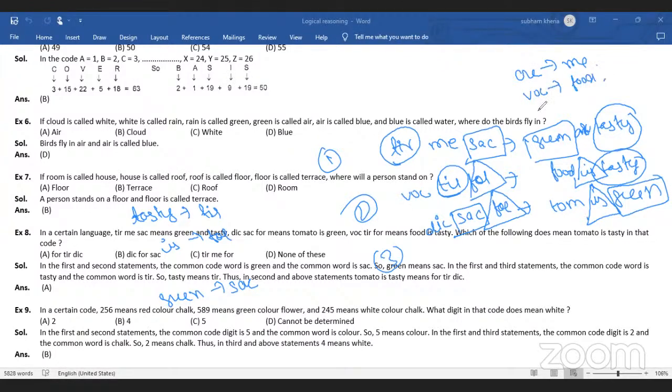Food. Okay, here, what is the remaining word? What is the remaining code? Dick. And what's the word? Tomato. So the code of tomato is dick.